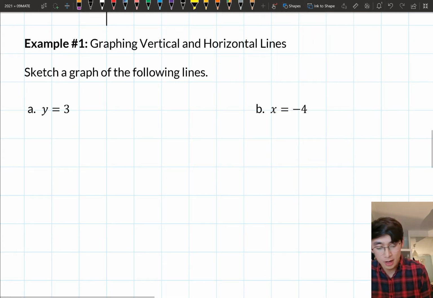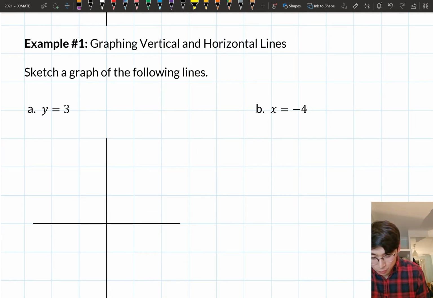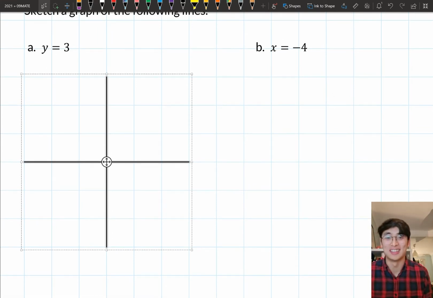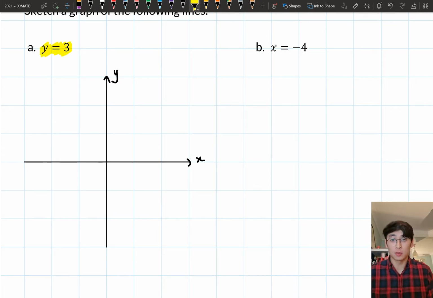I'm just going to pull out my Cartesian plane. Now, you might not be as lucky to be able to pull out a Cartesian plane just out of nowhere like that. It's a nice little trick. Here we've got our y and our x-axis. Now, y is equal to 3. If I ever see anything in the form y is equal to a number, that just tells me it's going to be a horizontal line.